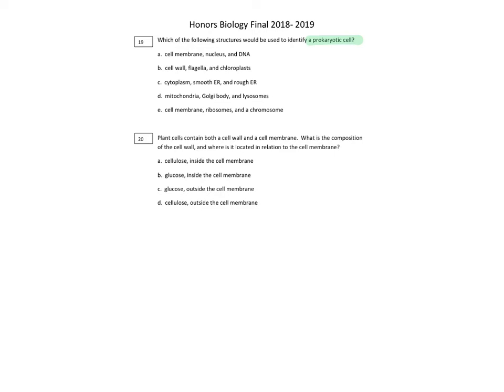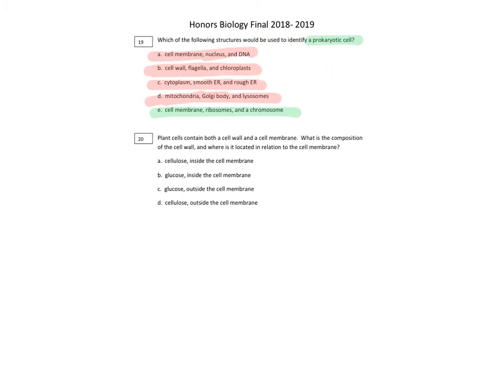Well, do prokaryotic cells have flagella? Do prokaryotic cells have chloroplasts? No, they don't. Do prokaryotic cells have smooth ER or rough ER? No, they don't. Do they have mitochondria, Golgi bodies, or lysosomes? No, they don't. Do they have a nucleus? Certainly, they don't have a nucleus. So the only possible answer is this: do they have cell membranes, ribosomes, and chromosomes? Yes. So again, why do they have these and not these? It goes back to the definition of prokaryotic cell. Look it up. Write it down.